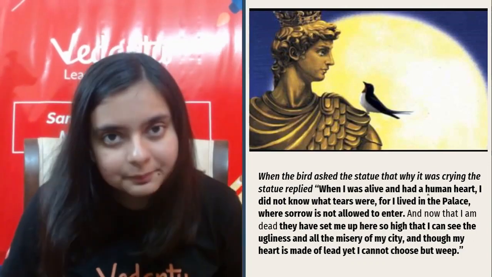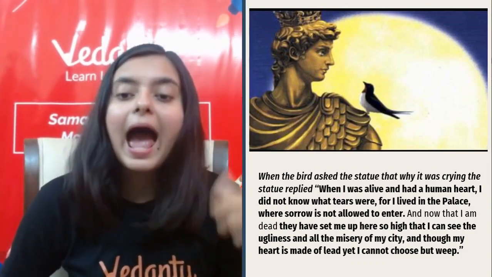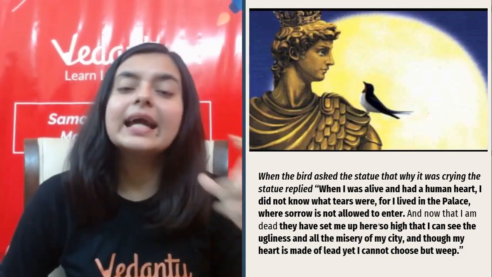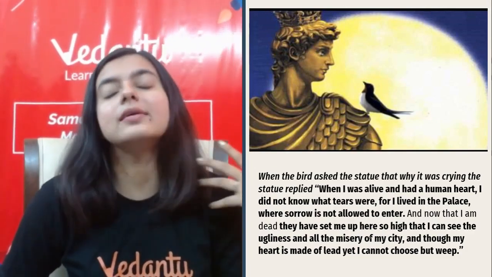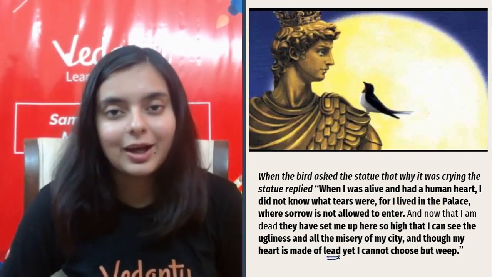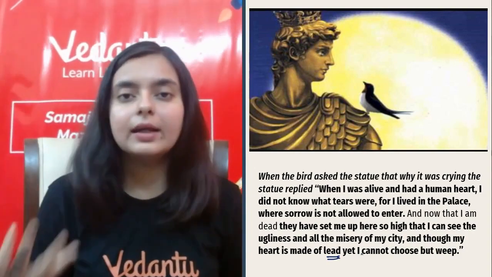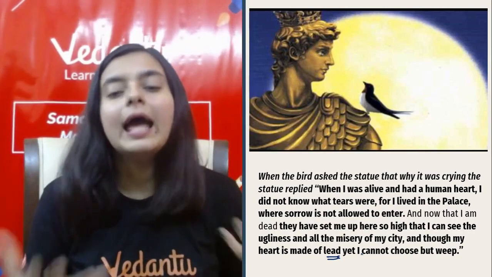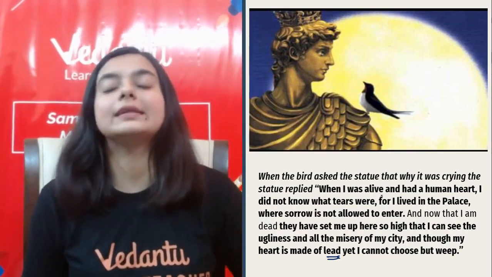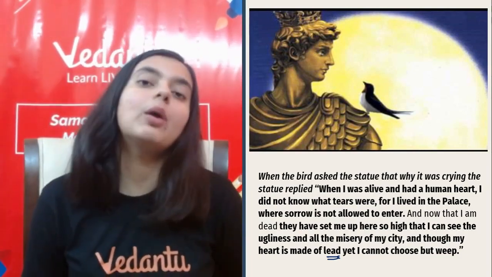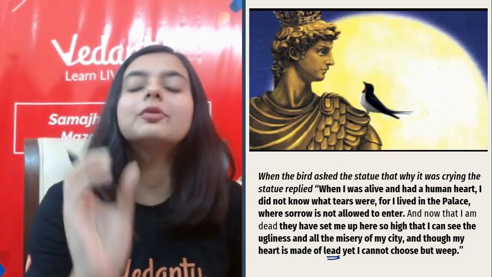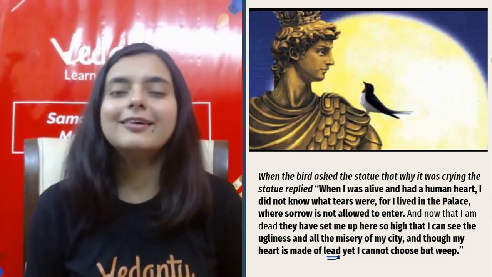But now he is dead. His statue has been erected, and they have set the statue. The statue is so huge, so high, that he can see all around him the ugliness and the misery of his city. And though his heart is made of lead, okay, he is dead. He does not have any human feelings. He is not a human anymore. It's just a statue. But still, he cannot help but weep, looking at the miseries throughout the world, looking at the ugliness of the city and the suffering of the people. So that was the real reason of his tears flowing down his cheek.